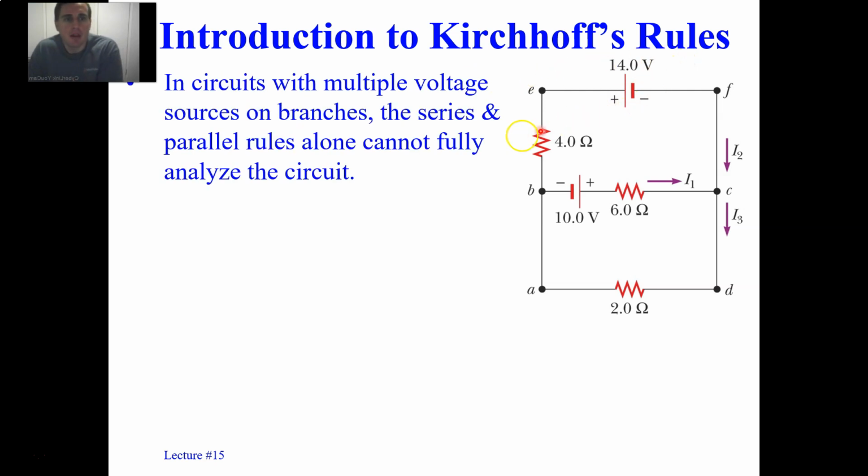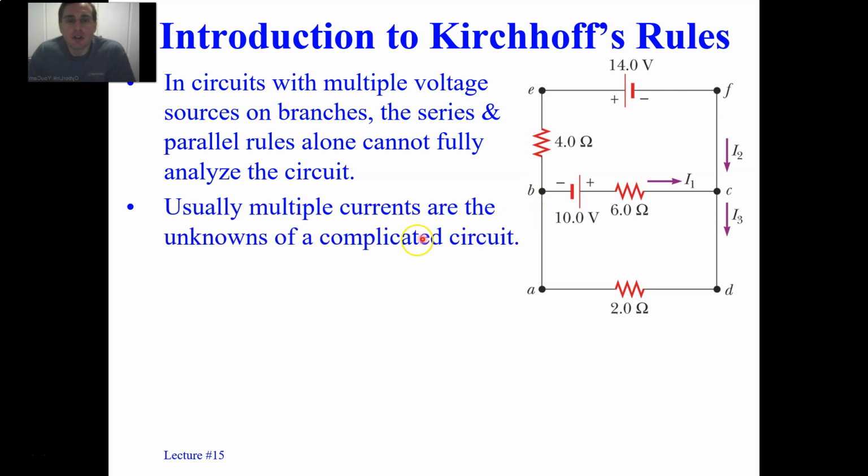Okay, notice that in circuits with multiple voltage sources on branches, the series and parallel rules alone cannot fully analyze the circuit. Notice that when you have this circuit here, you're not going to be able to just use the traditional series and parallel rules because there's multiple branches, there's multiple currents that are labeled, there's multiple batteries and directions and so on.